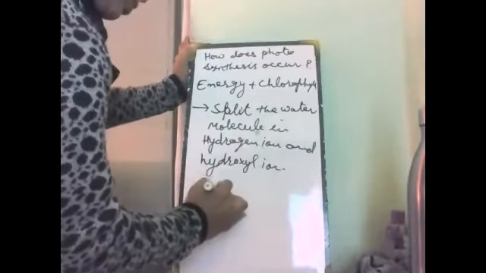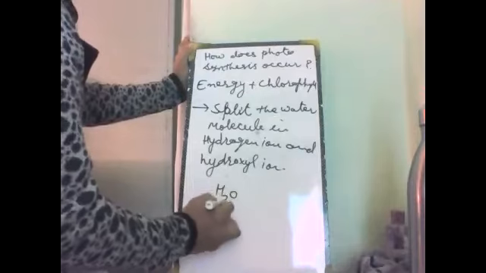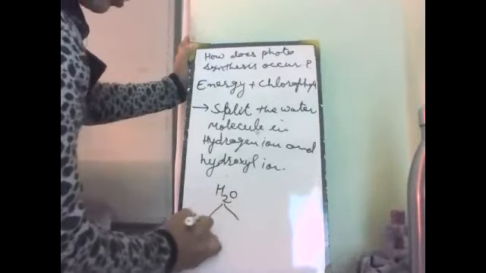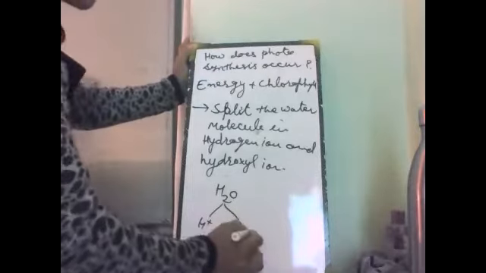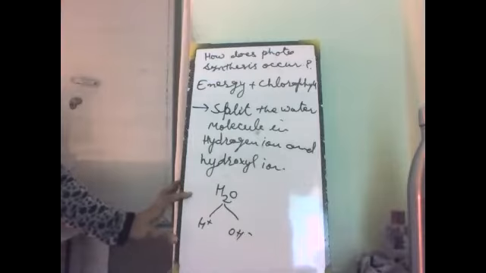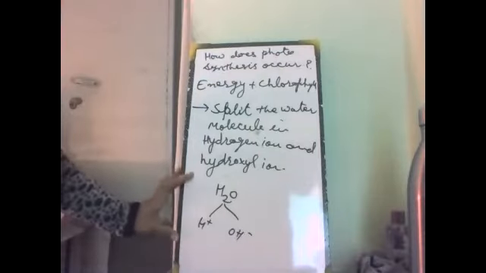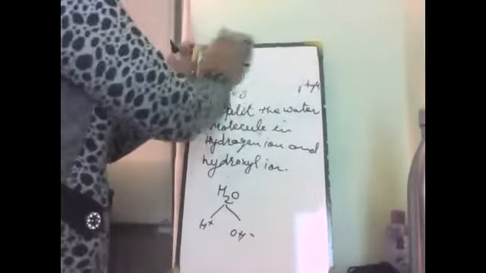See, what is the molecular formula of water? It is H2O. Now it splits into H plus ion and OH minus ion. And the split of this water molecule is known as photolysis of water.